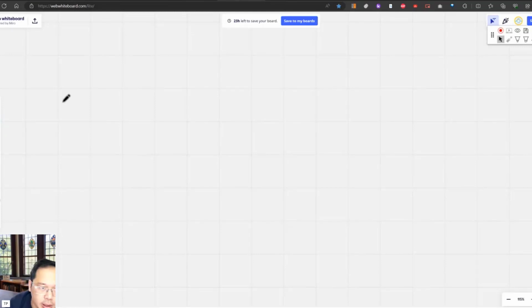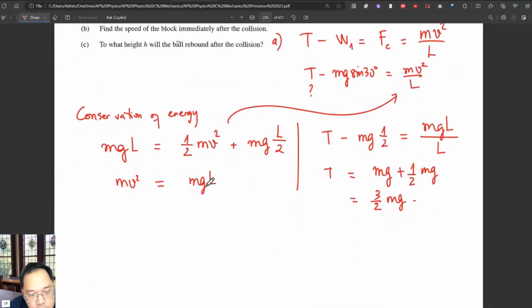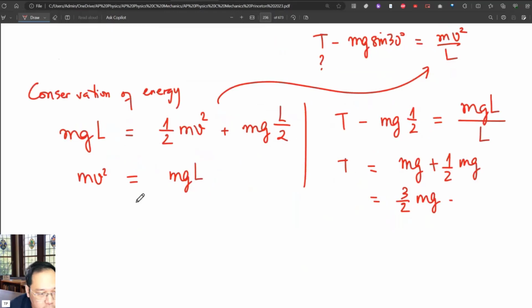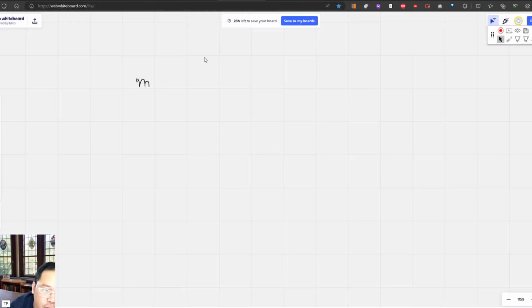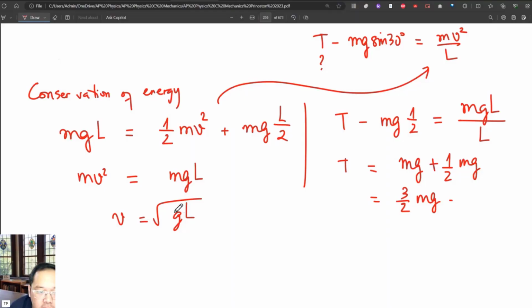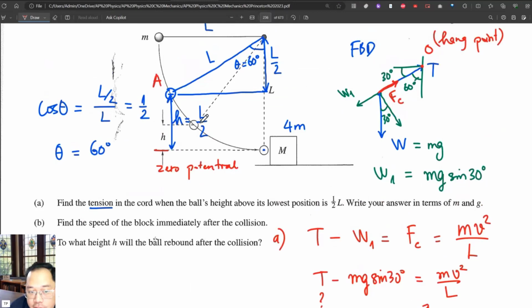Okay, let's try it. Firstly, conservation of momentum. The small ball has mass m here. Its velocity we determine from this equation, 1/2 mv squared equals mgL, which means v is the square root of gL, removing the m. Oh, sorry, this is the velocity at the height half of L.